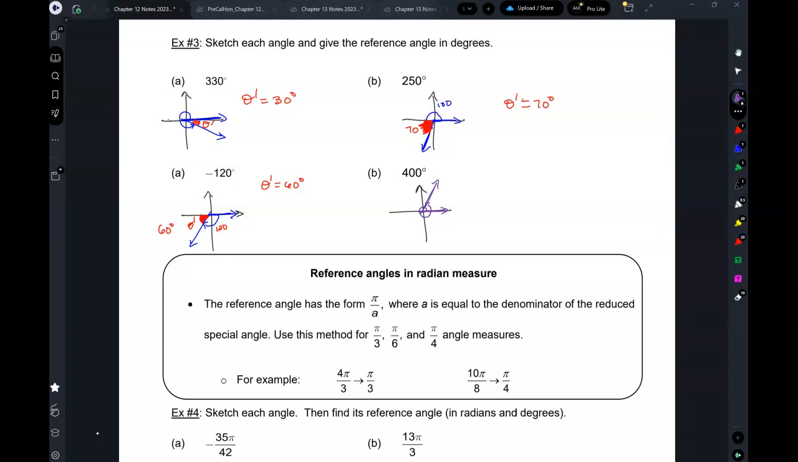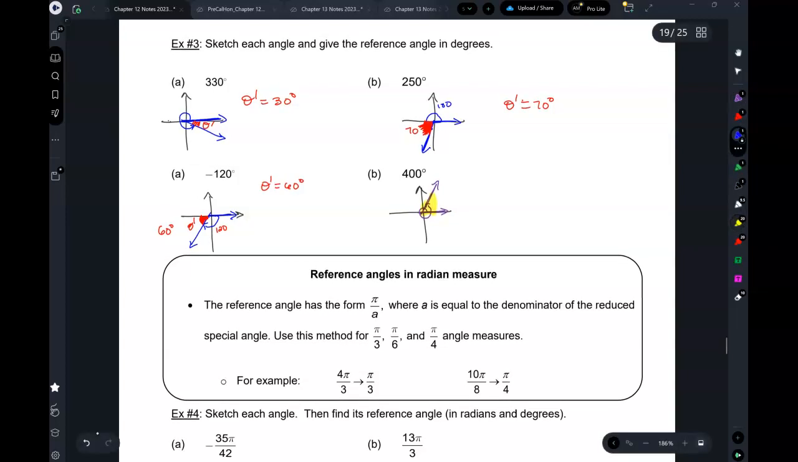Okay, now, reference angle is this, right there. So I went 360 full circle. And then how much more did I need to go to make it 400 from 360? 40 more. So theta prime is 40.